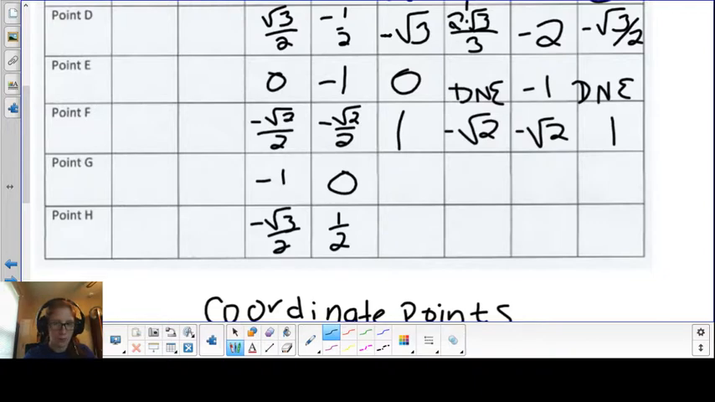G, tangent does not exist. Cosecant is negative 1. Secant does not exist. And my cotangent is 0.